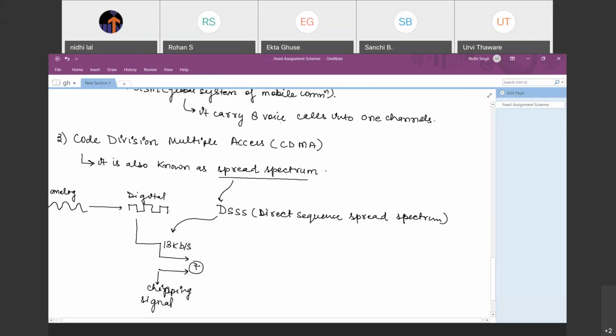So what is the chipping signal? Chipping signal is the code generator. This code generator provides the flexibility to the user such that each user can transmit the data or access the channel at any time and with any frequency bands. And there will be no interference occurring in that case. So that's why code division multiple access is one of the successful MAC protocols in mobile computing.